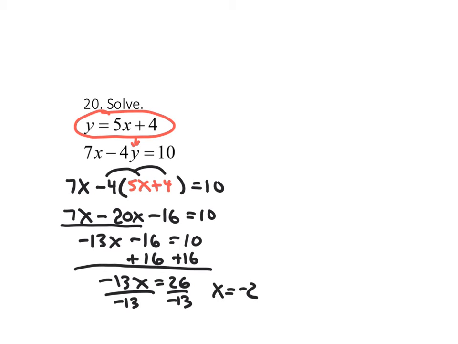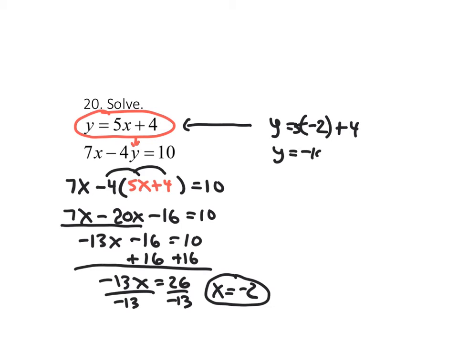Now you want to be careful here because we're trained once we have x equals some number to stop, but we're not done. We're only halfway there. I need to take that value of x, negative 2, and find out what y is equal to at that point. So I'm going to use the equation I substituted with. I'm going to replace x by negative 2. 5 times negative 2 is negative 10, and negative 10 plus 4 is negative 6.